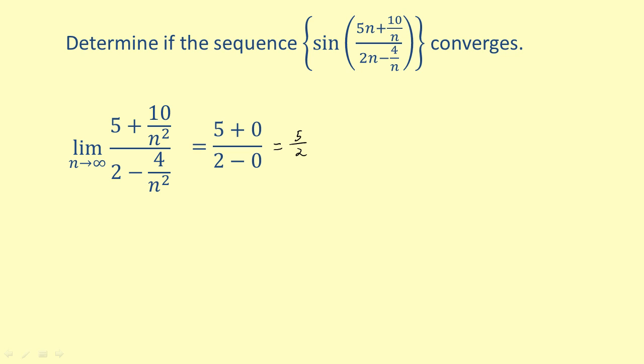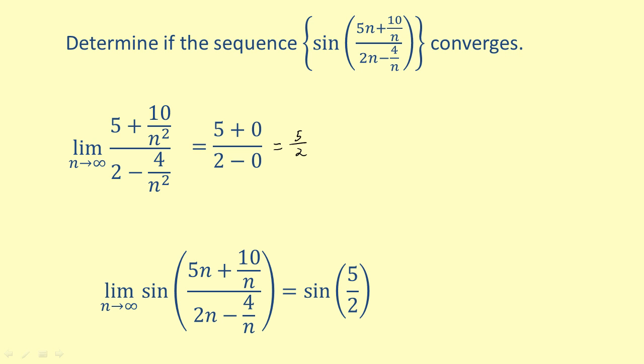Since sine of x is a continuous function for all real numbers, we know that it is continuous at 5 halves. Using our property from the previous slide, this means that the limit of the function sine of the quotient 5n plus 10 over n all over 2n minus 4 over n approaches sine of 5 halves as n increases.